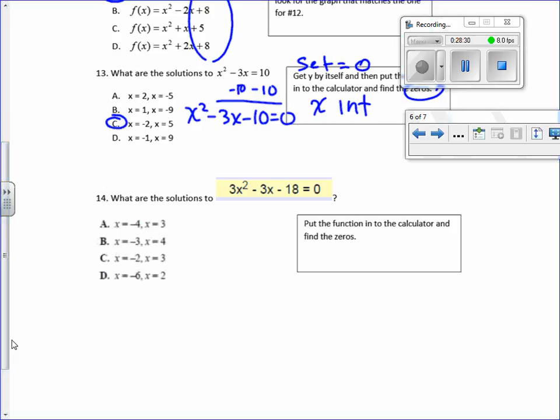Number 14, more of the same. What are the solutions? Put the function into the calculator and find the zeros. Sometimes you can look at it and see the zeros. Sometimes you might have to do the second trace. You got -2 and 0 for which one? For number 14 or number 13? No, it's not -2 and 0. Check your equation. You may have typed it in incorrectly.